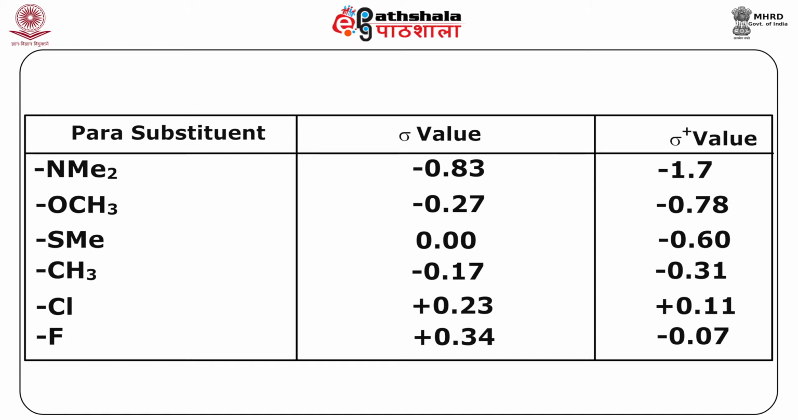See, for NMe2, that is the secondary amines, the earlier sigma value was minus 0.3, and now the sigma plus value is minus 1.7. Similarly, for all these values you can see, like for fluorine it was earlier plus 0.34, now it is minus 0.07, and so on for all these substituents like ethers, SMe, that is the thioethers, the methyl and the chlorine.